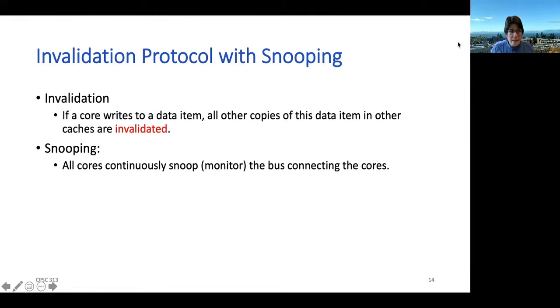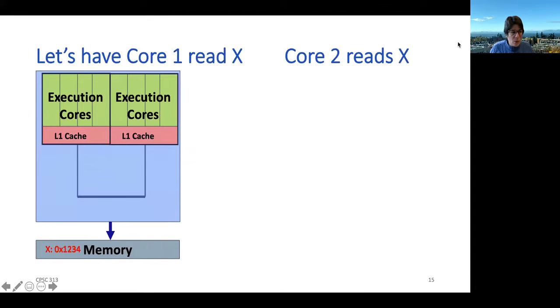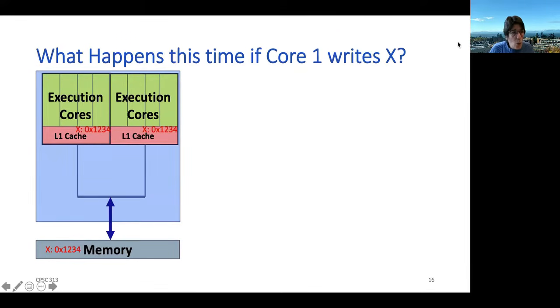So if we did that, what this would look like is that we're going to have core 1 read X again. So we do the same thing we did before. I'm simplifying this by ignoring the L2 cache for the moment. And now core 2 is going to read X. And again, so far, this is all great. But this time, when core 1 wants to write X, not only will it change the value, it's going to send an invalidation message across the bus.